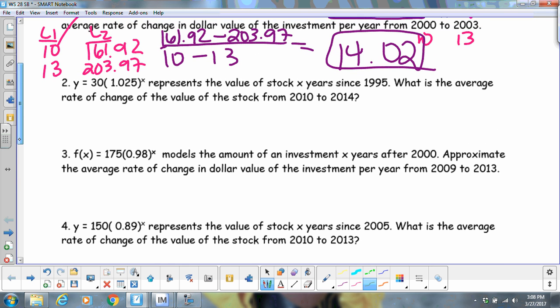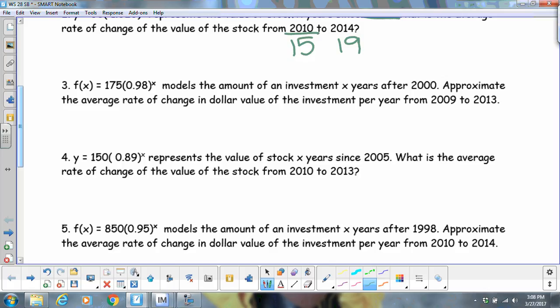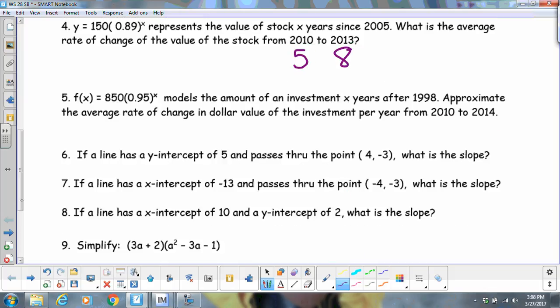Okay, so let's make sure we have our numbers right. So from 1995 to 2010 is going to be 15 years, and then 2014 would be 19 years. On number 3, from 2000 to 2009 will be 9 years and 13 years. From 2005 to 2010 will be 5 years and then 8 years. And then from 1998 to 2010, that's going to be 12 years and then 14 years, 16 years, sorry. I was thinking 2000. Okay, so that's how you're going to do 1 through 5.